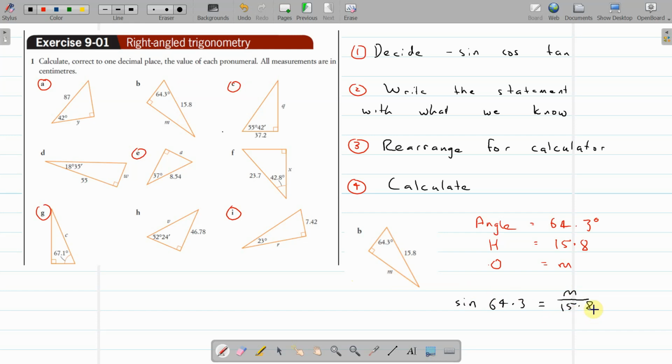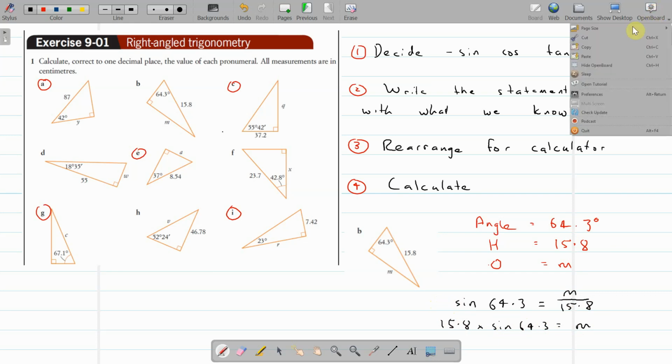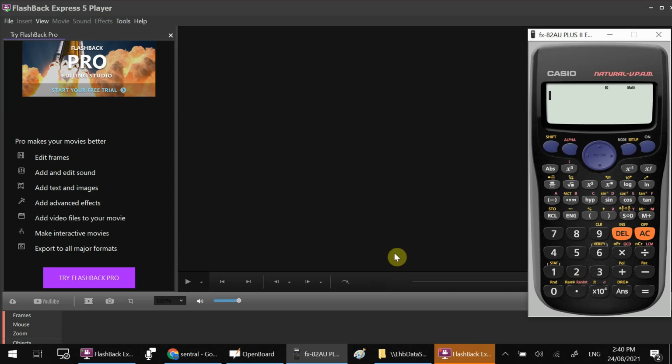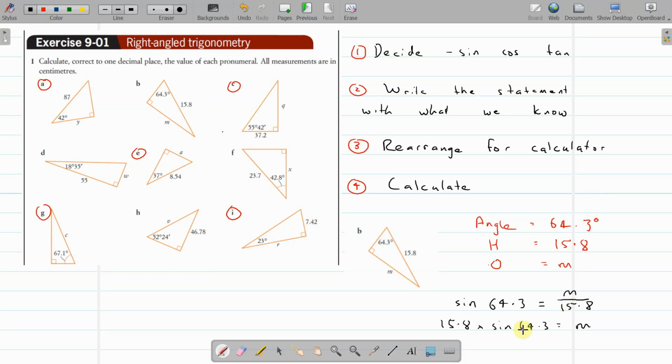Now I'm going to rearrange this for the calculator. I'm just going to multiply by 15.8, which will remove the fraction, and add 15.8 to here. So we get 15.8 times the sine of 64.3, and whatever that is is our side length. I've basically moved that number and put it over here next to this one. That's what you're doing. Okay, let's see if we can find a calculator. There we are. So I believe it was 15.8 times the sine of 64.3.